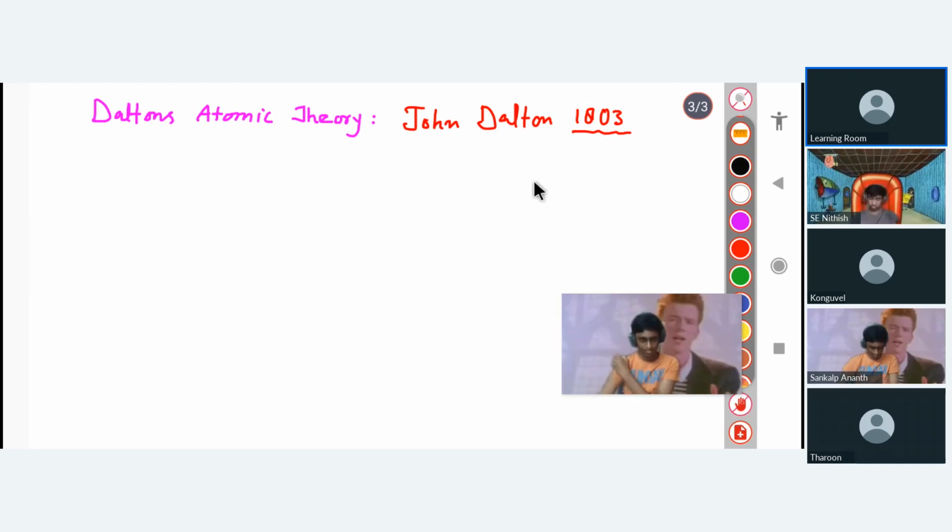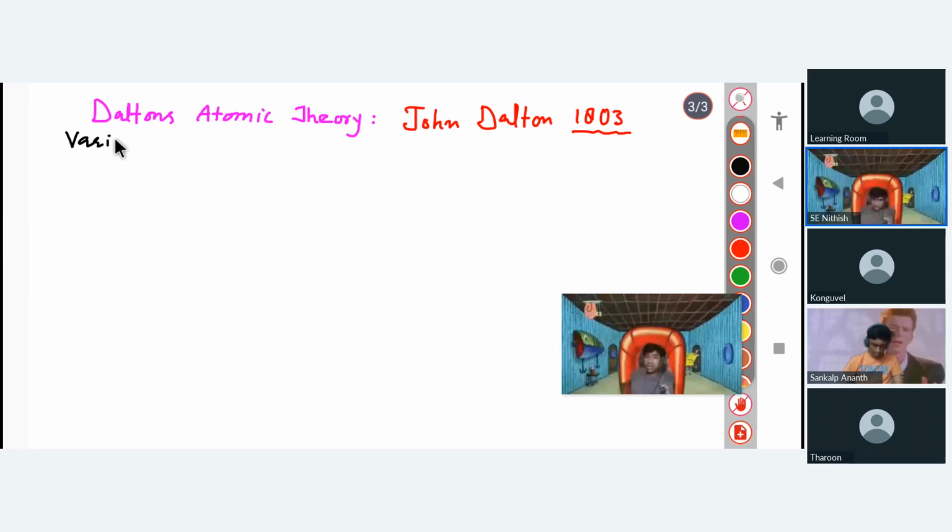Okay, so Dalton's atomic theory, like every theory, has some main points, which we call postulates. Let us see the postulates of this theory. The first postulate is that every matter is made up of very small, tiny particles known as atoms.